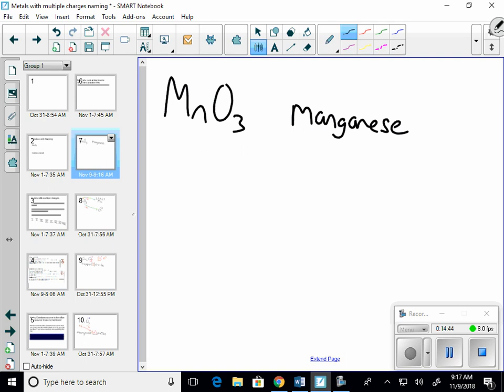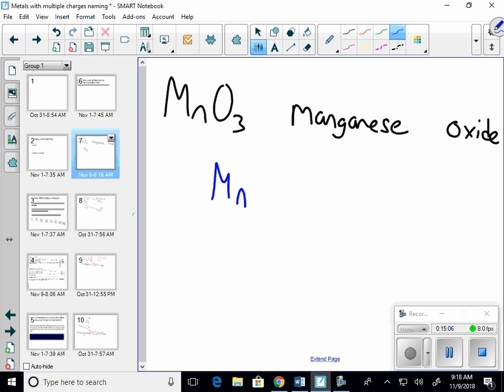However, we don't call it oxygen, we call it oxide, because it's the second part of the compound. And when I write down that second name, I'm going to leave a little space in between these two parts. Here's the reason why.